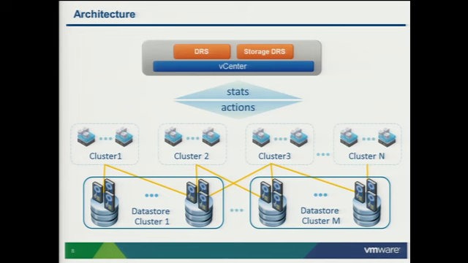Storage DRS works the same way. It runs as a service in vCenter Server. It collects statistics related to space usage and I/O usage from all the hosts that are connected to your member data stores. And then using this information on an aggregate level and combining it with the configuration settings that you specify, it makes its recommendations and then sends those as commands to individual hosts, which in this case performs storage vMotion.